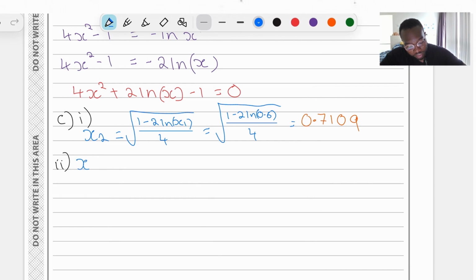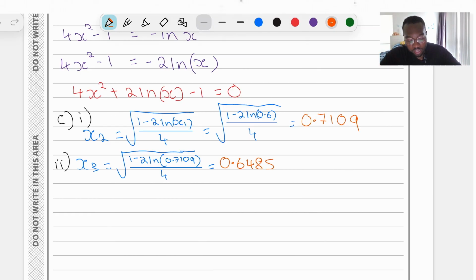So if we do x3, we know x3 would be 1 minus 2 ln x2, over 4. In our case, x2 is 0.7109. If we did that on a calculator, we would get 0.6485, okay? And then if we keep doing this iterative formula, if we do x4, you get 0.6830. So as you can see, that is not the same to 4 decimal places. We have to keep going.